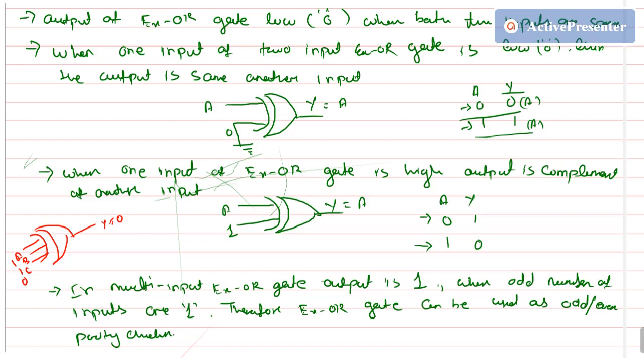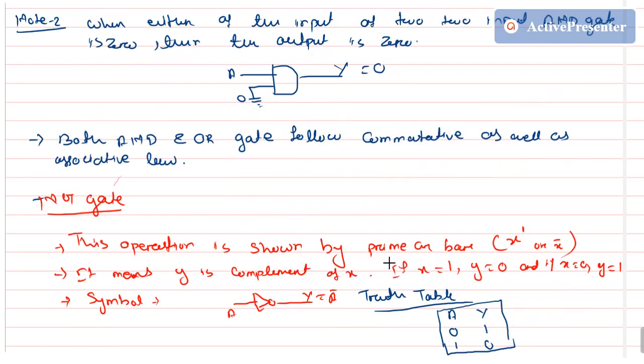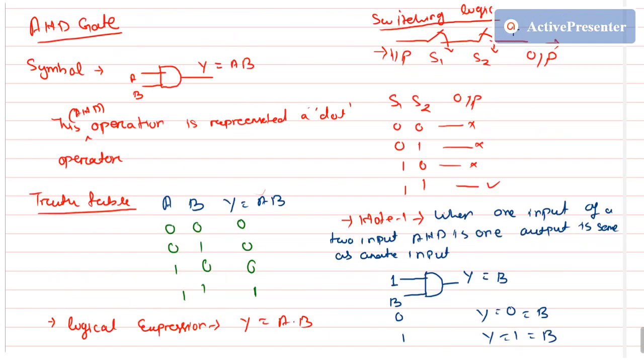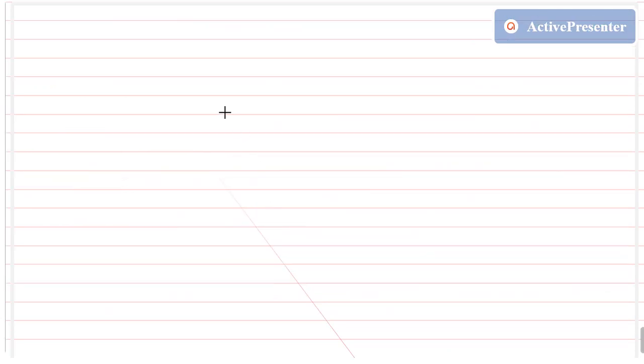But in the case of an AND gate with 3 inputs A, B and C, Y equals A into B into C. So if the values are 1, 0, 1, the output will be 0, because it is multiplied. Even in the series connection, if you put another switch here, all of them have to be 1 to get the output as 1. Okay, the next is the XNOR gate.